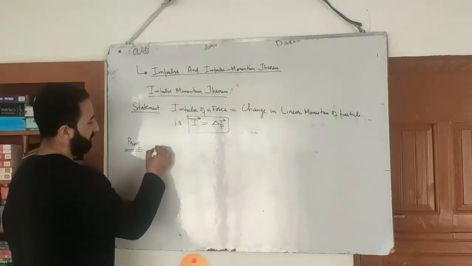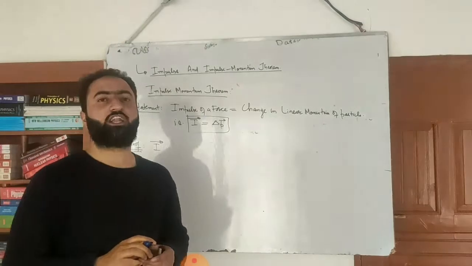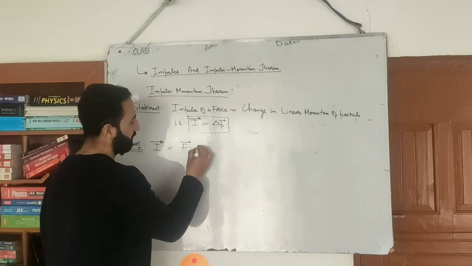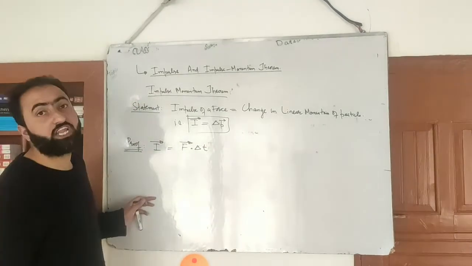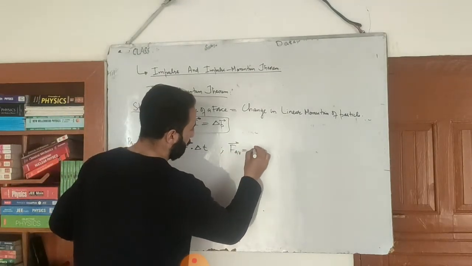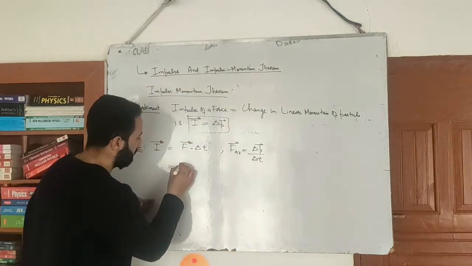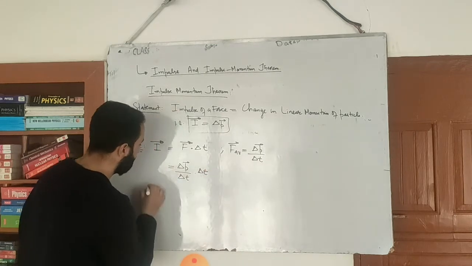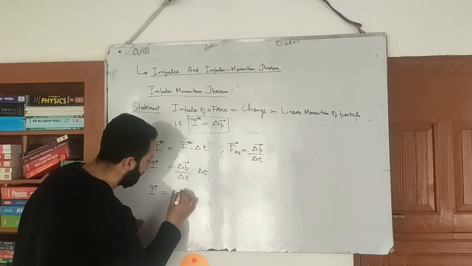First of all, what do we mean by impulse? How do we define impulse? Impulse is defined as the force multiplied by the time taken. So here I will write force multiplied by delta T. Now I will substitute the equation for the average force, and we know that the average force is equal to delta P divided by delta T. So it is equal to delta P divided by delta T multiplied by delta T. So simply it means that impulse is equal to delta P. As simple as that.